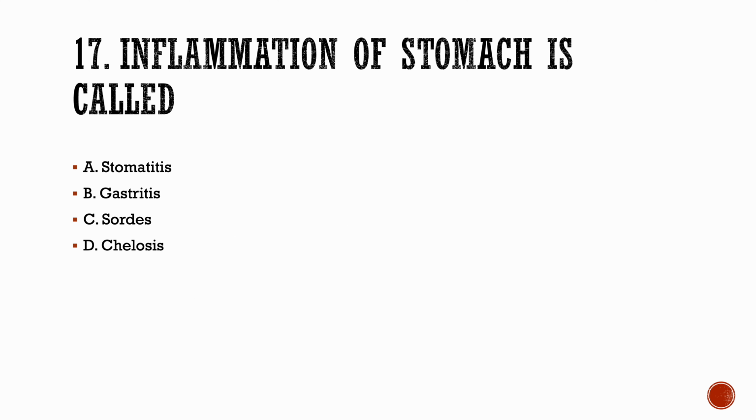The 17th question, inflammation of stomach is called option A, stomatitis. Option B, gastritis. Option C, soreness. And option D, cheilosis. Answer is B, gastritis.